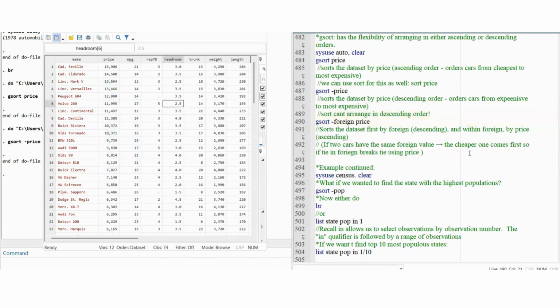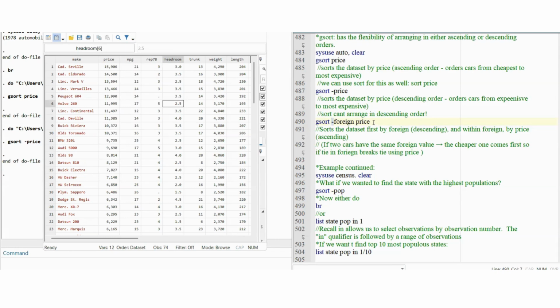So what if we wanted to specify two variables? We want to arrange a data set based upon two variables. Say we wanted to first sort the data set by foreign in descending order. Because of that, I put a minus sign before it. So with gsort, if you want to arrange by descending, put a minus sign before the variable. If you want to arrange by ascending, don't put that minus sign. So here it will sort the data set first by foreign in descending order, and within foreign by price. What that means is if two cars have the same foreign value, there's a tie. Then the cheaper one comes first.